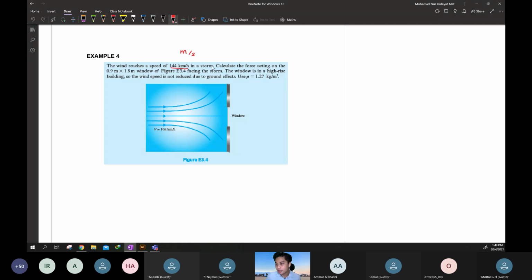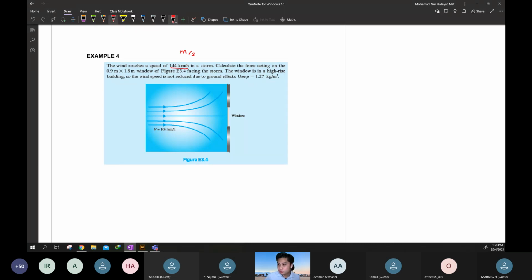In a storm, calculate the force acting on the window with this dimension facing the storm. The window is in a high-rise building, it's very tall, so the wind speed is not reduced by the ground effect. Use the density of air 1.27.